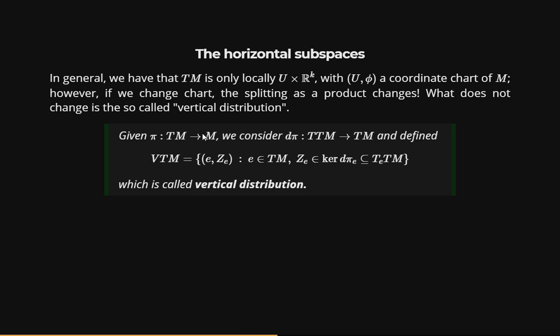So given the projection on the tangent bundle to M, we consider the differential of the projection, which goes from the tangent of the tangent to the tangent. And we define the vertical distribution, which is the set of tangent vectors of the tangent bundle such that the tangent vector is in the kernel of the projection. So it's the collection of the kernels of the projection. This is called vertical distribution.